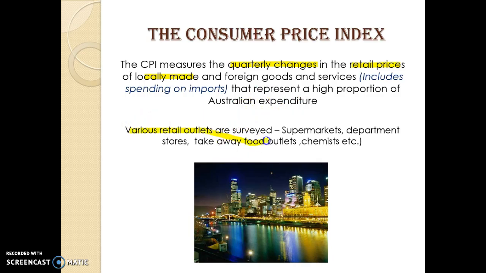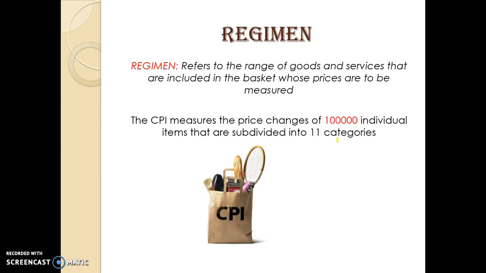So imports are included within the Consumer Price Index because they are spent by Australian consumers. So various retail outlets are surveyed, supermarkets, department stores, takeaway food outlets, and they basically just ask them if their prices have gone up or down in the last 3 months to get an indication of whether prices are going up or down. So within the regimen, and the regimen refers to all the basket of goods and services that are included in the CPI.